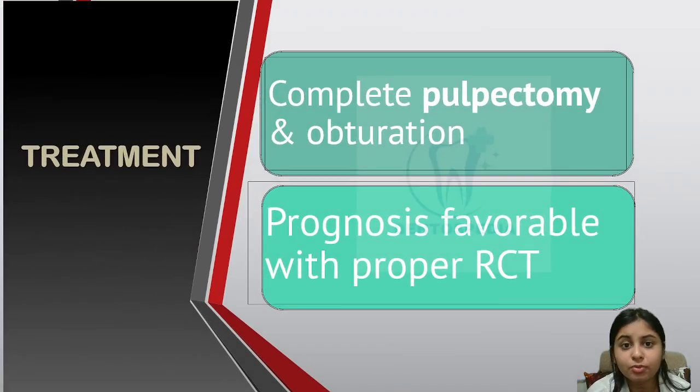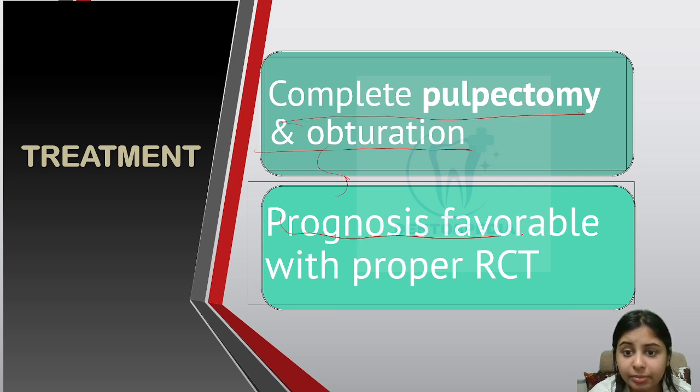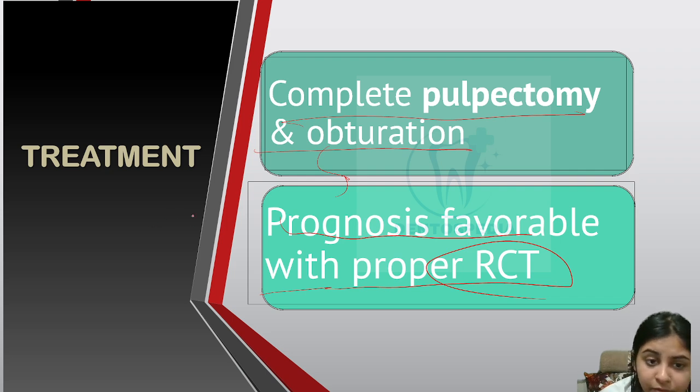Coming to the treatment, what is the treatment? First is complete pulpectomy and obturation, or in favorable conditions, proper root canal treatment. In pulp necrosis, a proper root canal treatment is needed, which needs sterile instruments and a lot of sterilization without any further infection, so that there is a good prognosis of pulp necrosis after the treatment.